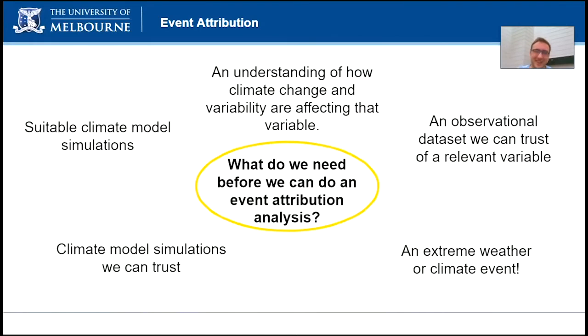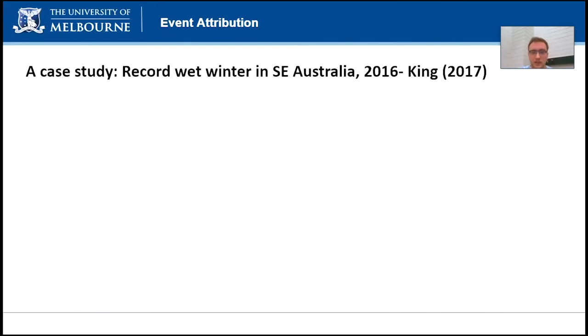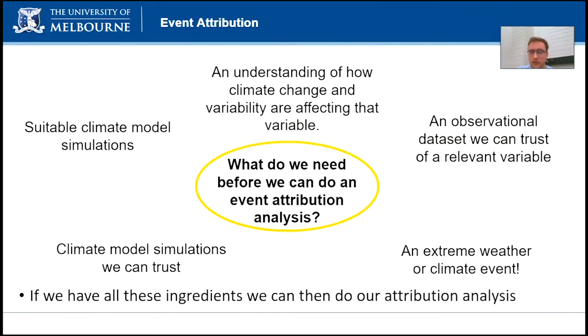Cool. So we have all of these ingredients that we have to have come together before we can really do an attribution analysis that we can rely on or have some confidence in the result that we would get. So I'm just going to show you an example analysis looking at the record wet winter we had in Southeast Australia in 2016. And through all of these ingredients before producing the attribution statements at the end, I made sure it was an extreme event.